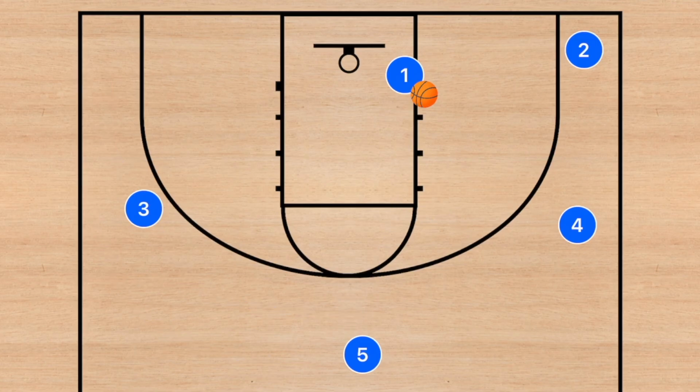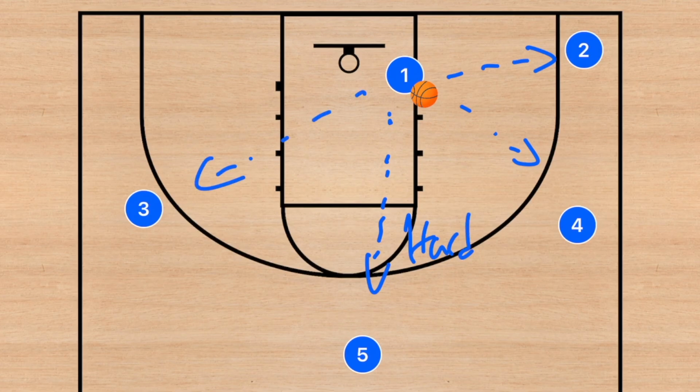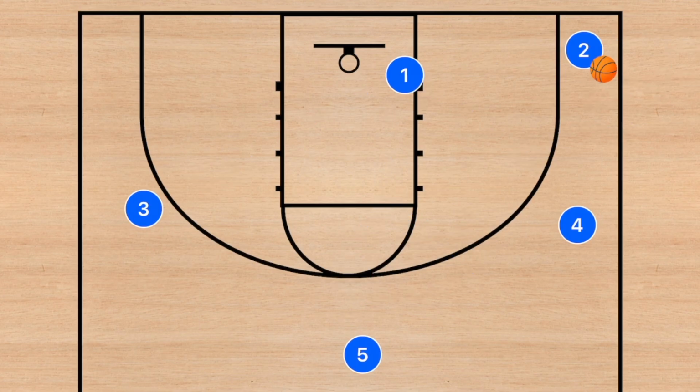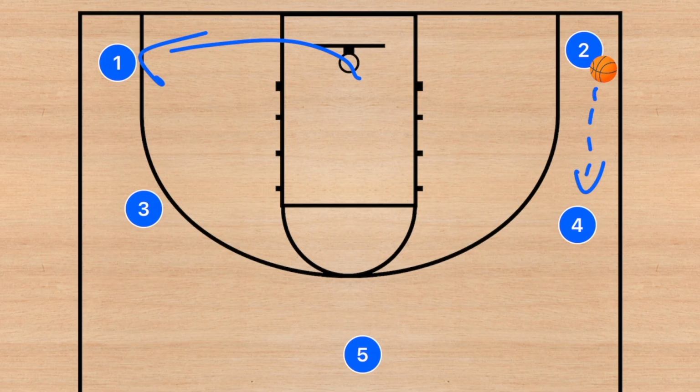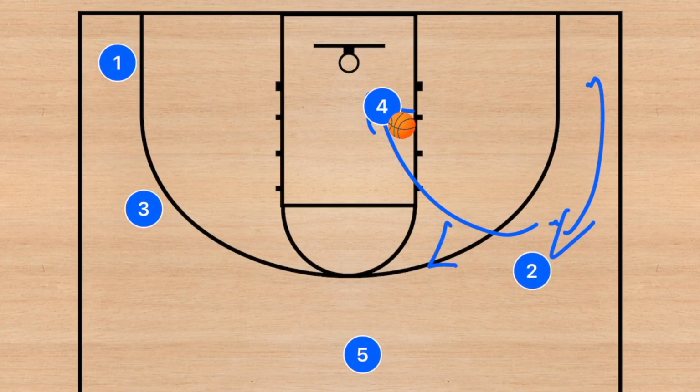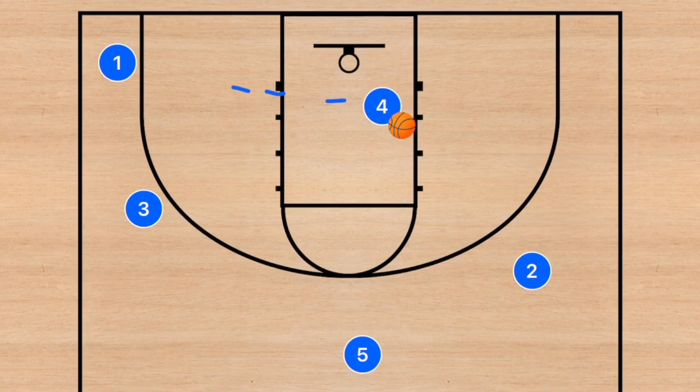Now, player 1 can either score or he can kick out to any of these players. This one's going to be the hardest pass, but this will be the easiest. That's the easiest. This would be the hardest. That's the easiest. When he makes that pass out, he fills out. You can then swing the ball if he doesn't have a shot. Player 4 can then drive. Player 2 can then lift because he drove to his left side. So player 2 is lifting. Player 4 can then kick that ball out.